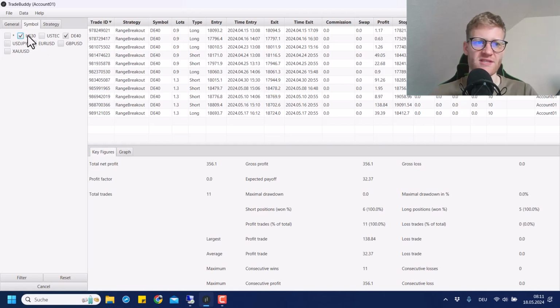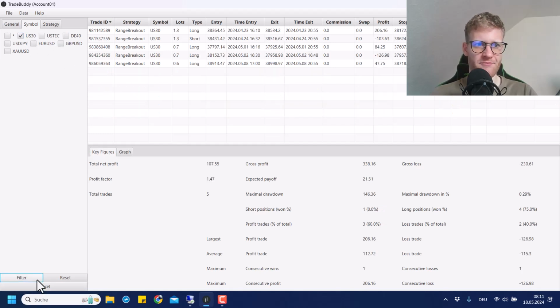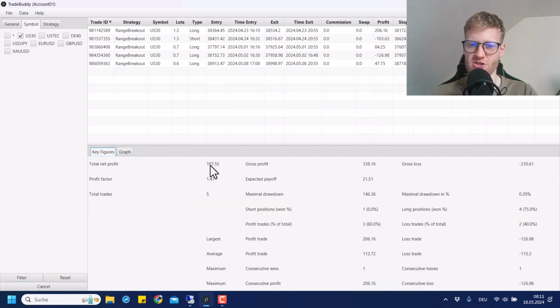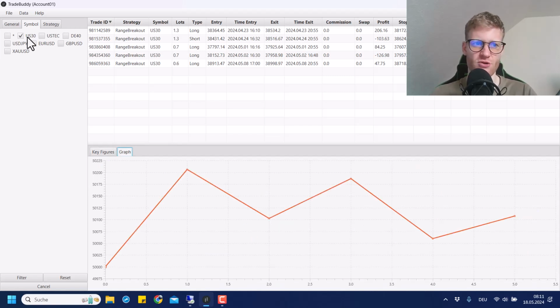Then the US 30. The US index is also in profit, by a small amount, but just 5 trades. So it will be interesting to see how this goes in the future.